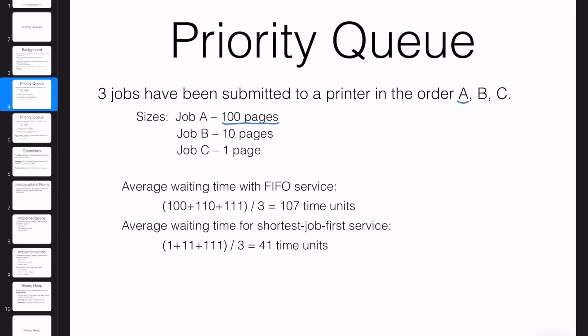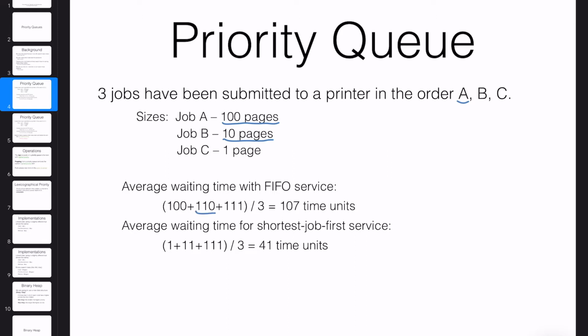So 100 pages for job A. Then after you are done with job A, you are going to do job B. So you have to wait 100 units of time for job A to be done, then 10 units of time for job B to be finished. So the waiting time for job B is going to be 110.